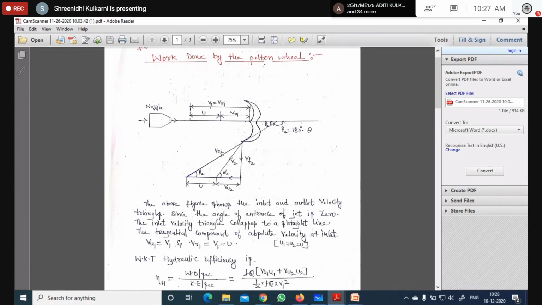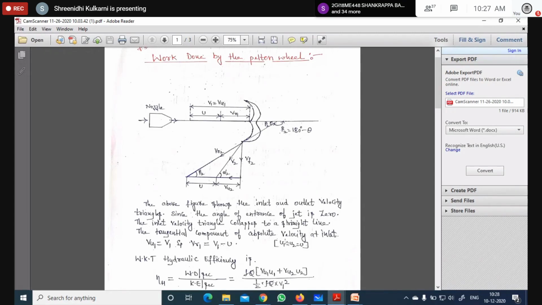See, V1 is equal to Vu1, and I want Vr1, because next, while deriving, these are very important. So what is Vr1? Vr1 is equal to V1 minus U. I want this distance: Vr1 is equal to V1 minus this distance, which is U. So Vr1 is equal to V1 minus U.